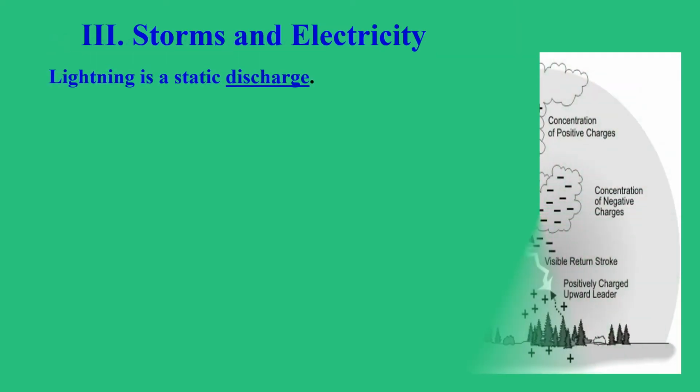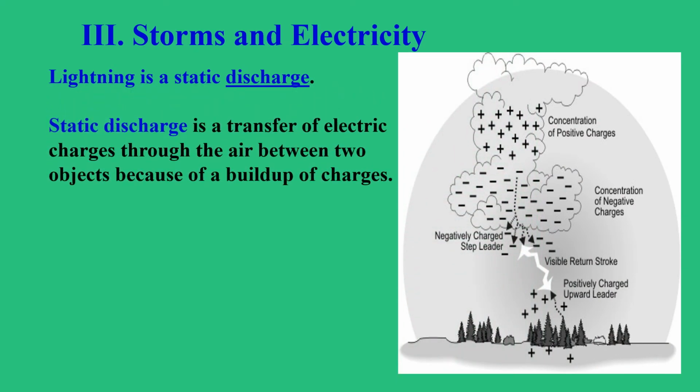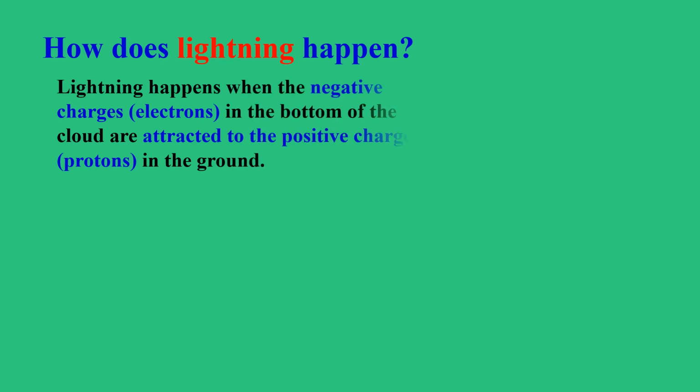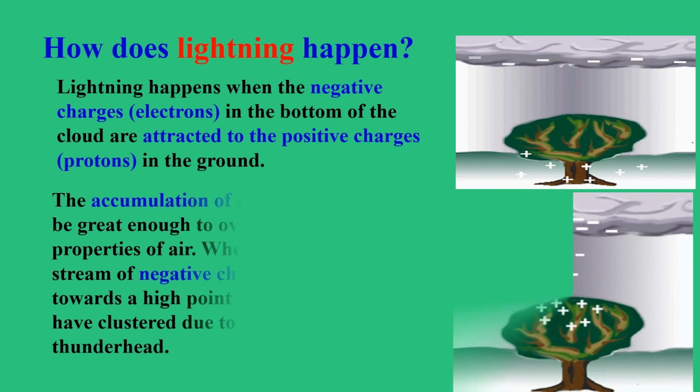Storms and electricity. Lightning is a static discharge. Static discharge is a transfer of electric charges through the air between two objects because of a build-up of charges. Thunder is caused by the heat energy of lightning. How does lightning happen? Lightning happens when the negative charges or electrons in the bottom of the cloud are attracted to the positive charges or protons in the ground.